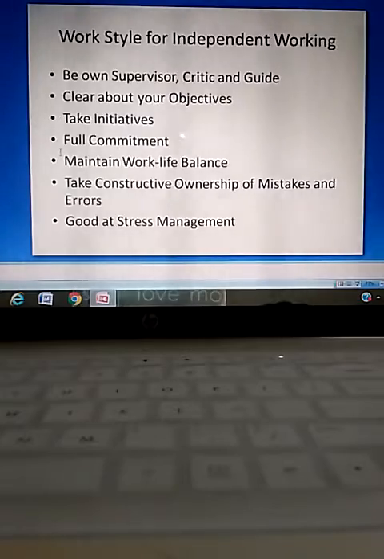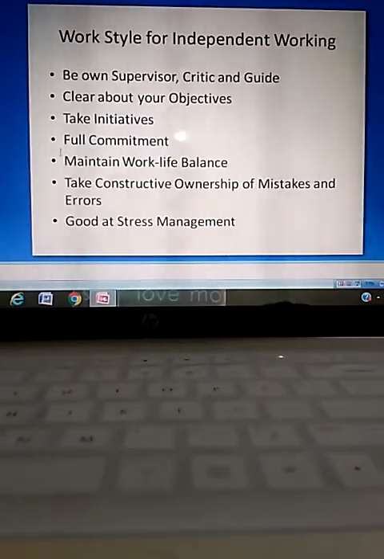The fourth is full commitment. As an independent worker, you should be able to complete your work for which you are committed and promised. So you should do the required action, work to the best of your knowledge and ability to complete the task. So that is your full commitment, student.